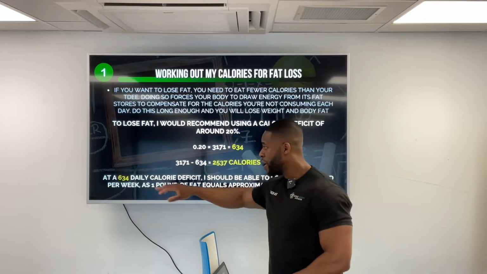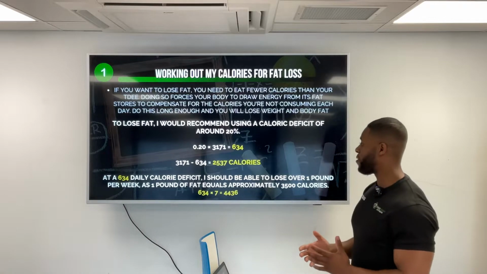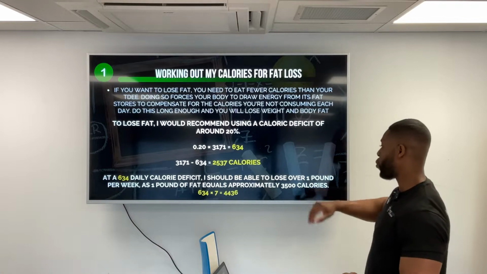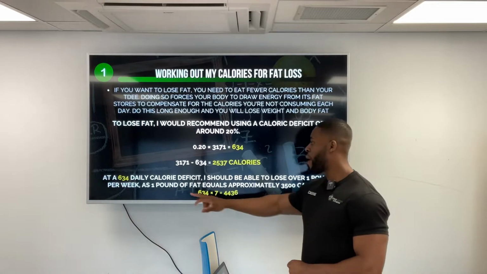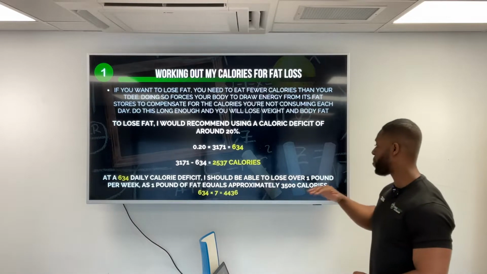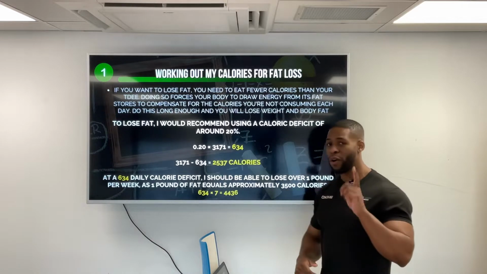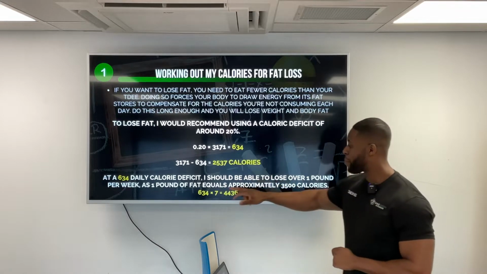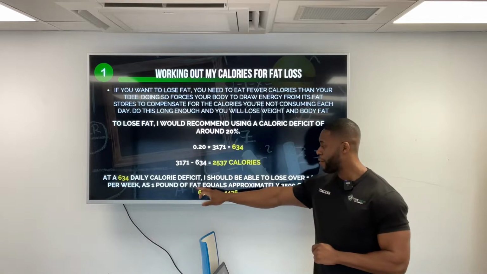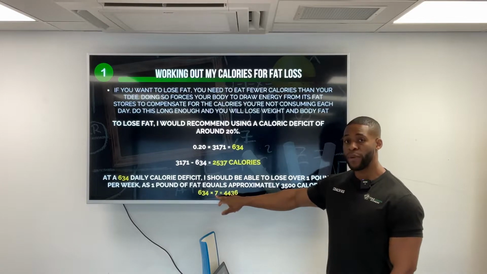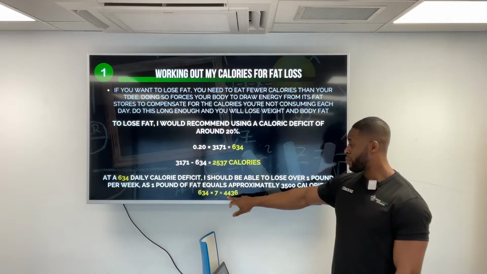So at a 634 daily calorie intake deficit, I should be able to lose over 1 pound per week, okay? 1 pound of fat equates to approximately 3,500 calories, in case you didn't know that one, okay? Very important one to remember. So, looking at my number of my deficit that I've created of 634, we're going to times that by 7 days a week, okay?